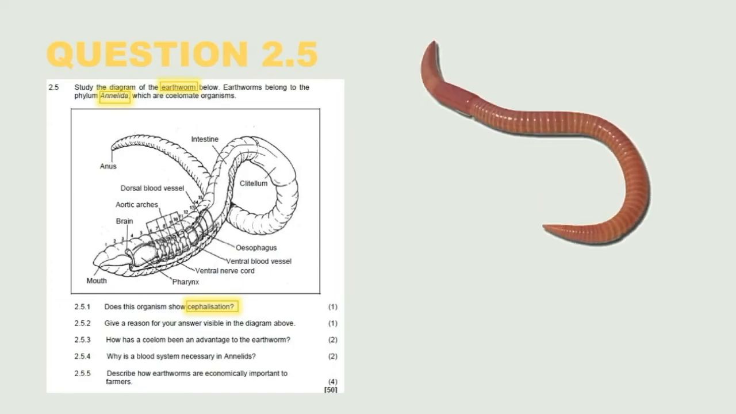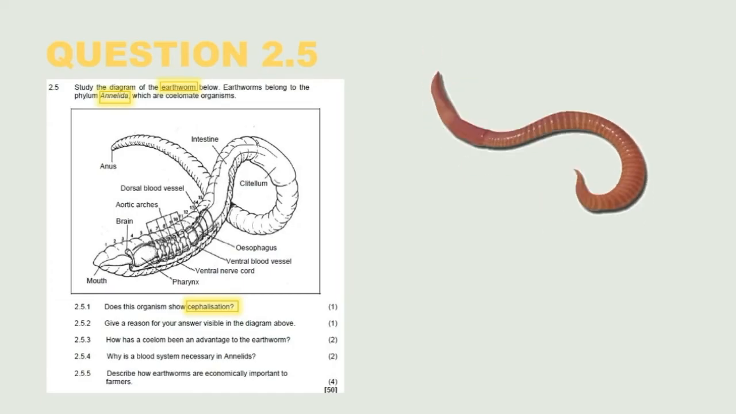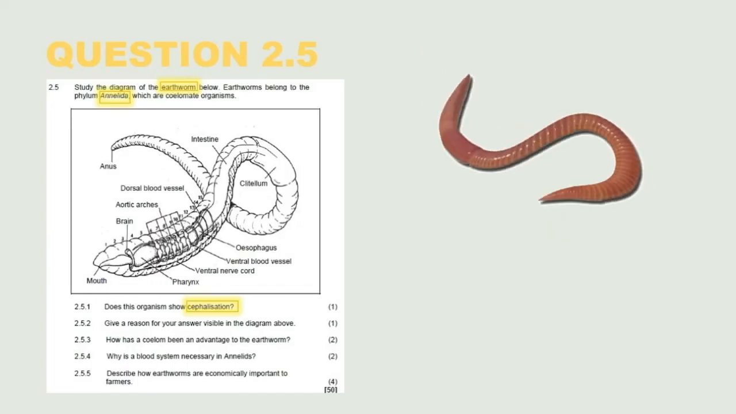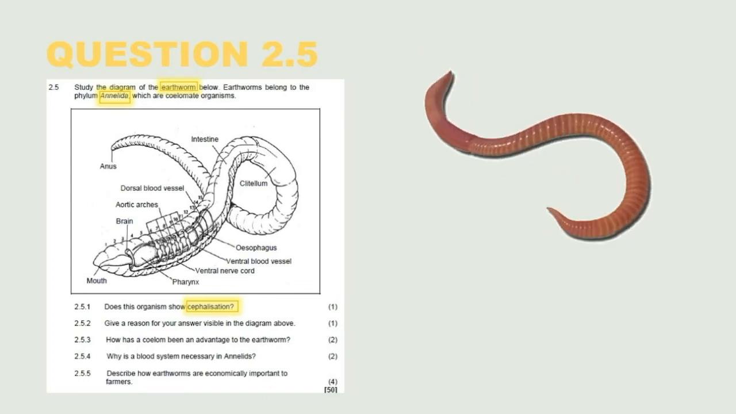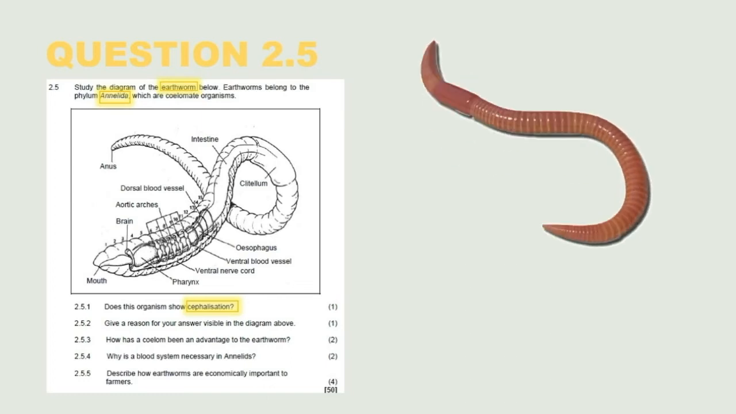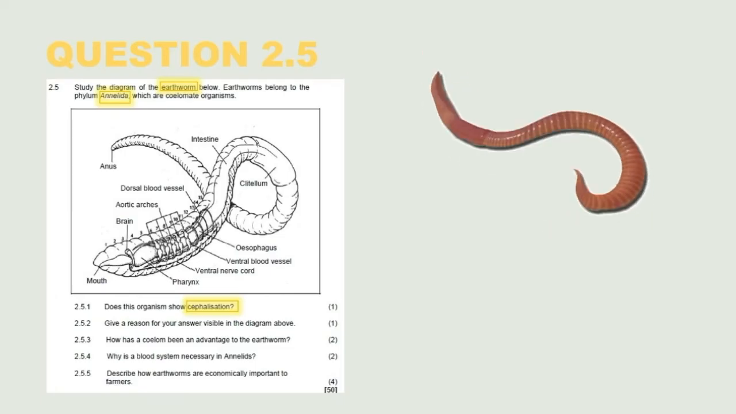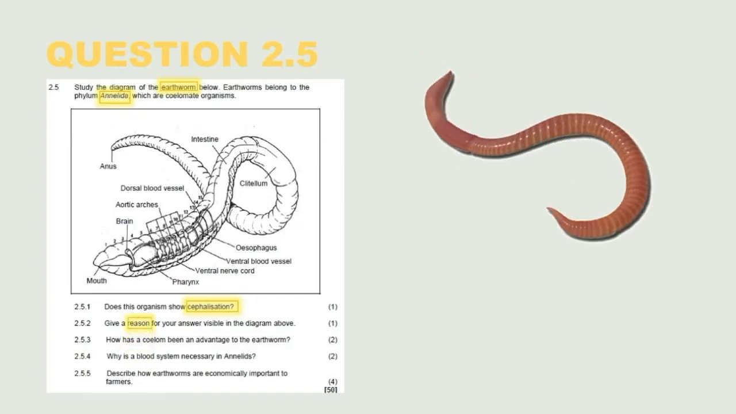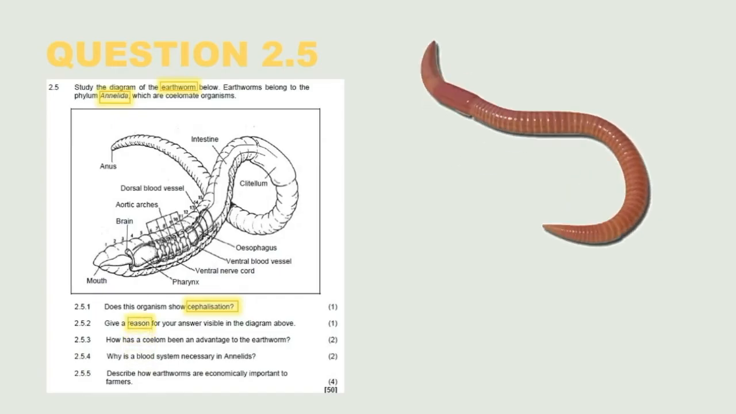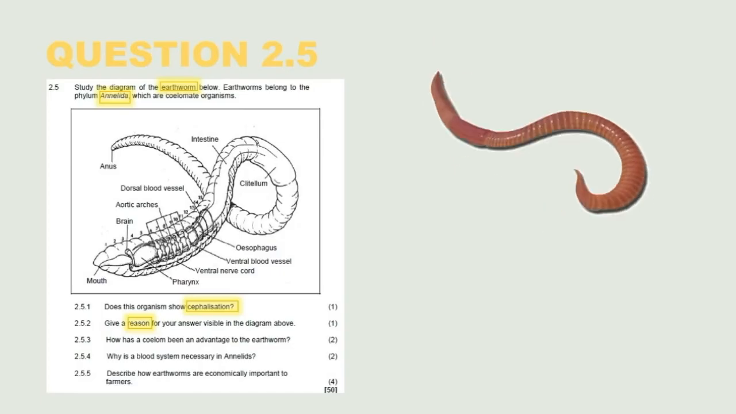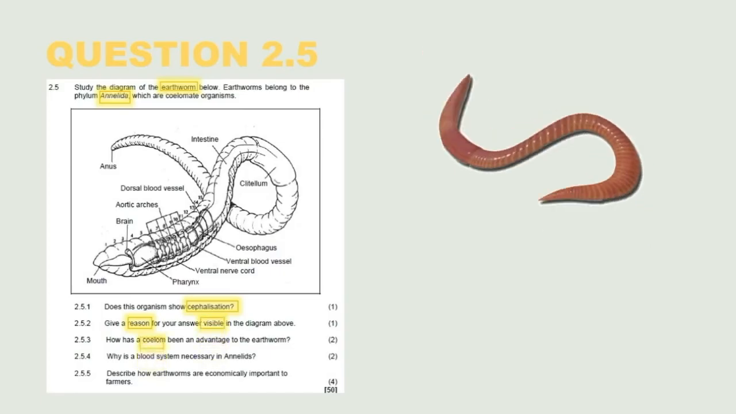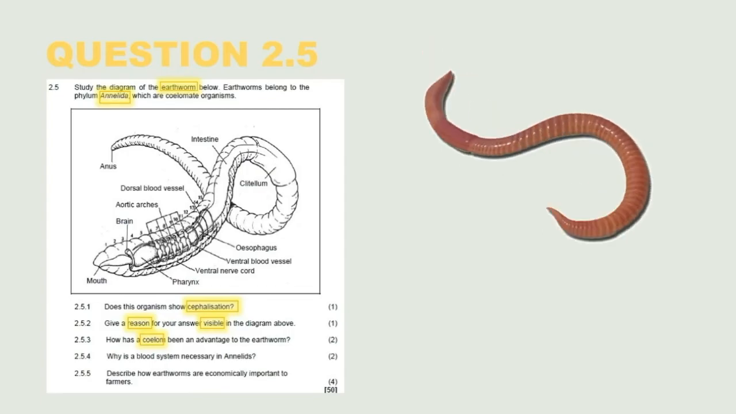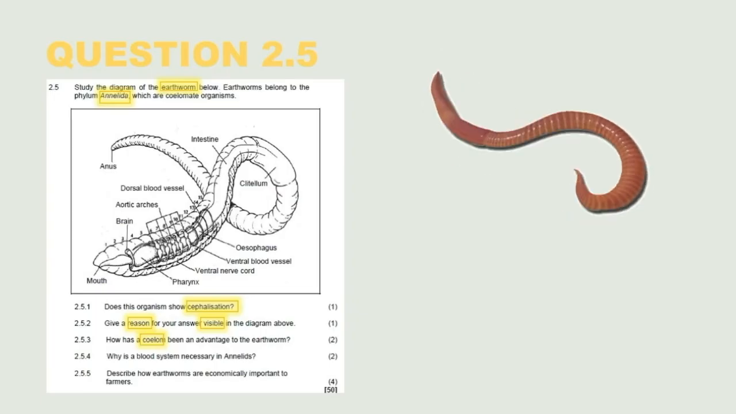So 2.5.1, they ask you, does this organism show cephalization? Cephalization refers to sense organs that accumulate at the anterior part. Usually these organisms will have a distinct head, and with your earthworm, you will definitely notice that. 2.5.2, give a reason for your answer, why you say there's cephalization or not. Then 2.5.3, how has a coelom been an advantage to the earthworm? A clue here is to go through your diagram and look at what has been given.